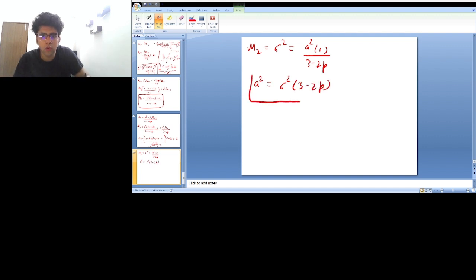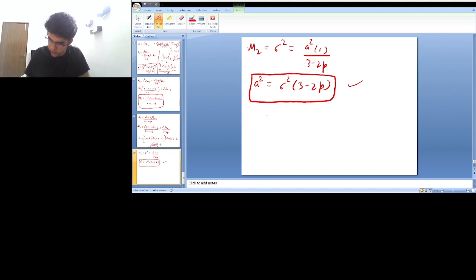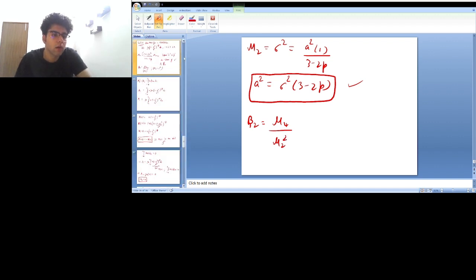Now you can find the root also, but this is what we can write as our final step, and they have also left the term a square as this only, they haven't simplified this further. Yeah, let me just check. So a square is equal to 3 minus 2p into sigma square, right? Yes. So let's just find the value of p in terms of beta 2. So the value of beta 2 is mu 4 divided by mu 2 square, right? Let me just check if the formula that I am using is correct.